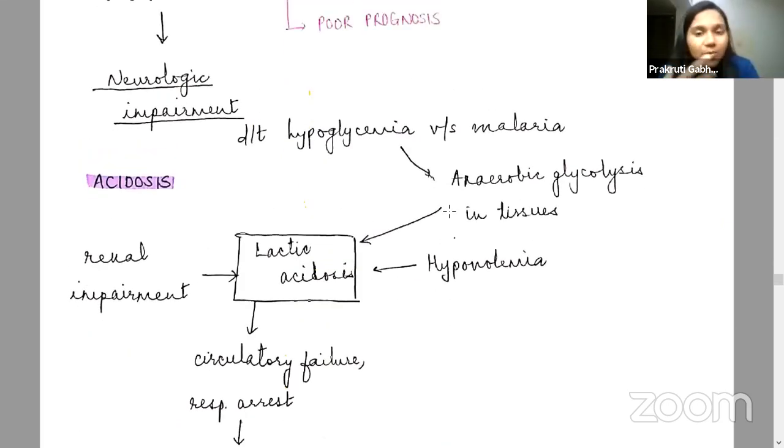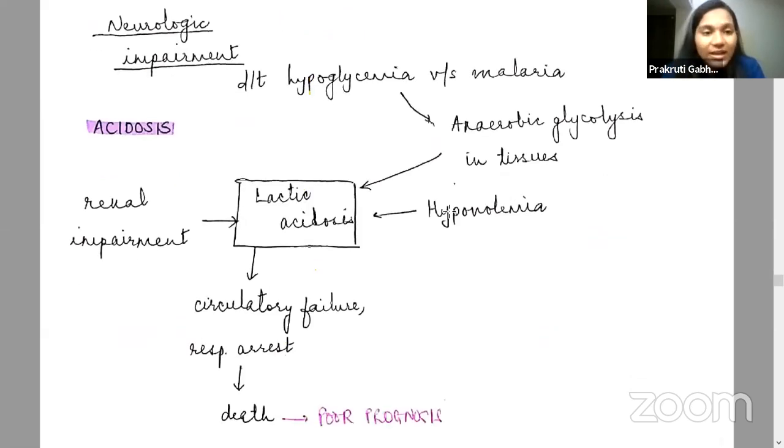Similarly, because of the hypoglycemia and the hypermetabolic state, there takes place anaerobic glycolysis in the tissues. Apart from hypovolemia, there may also be renal impairment because of sequestration. All of this builds up to what is known as obviously lactic acidosis. And this further might lead to circulatory failure, respiratory arrest, and even death. And hence, acidosis is another very poor prognostic factor of falciparum malaria disease.